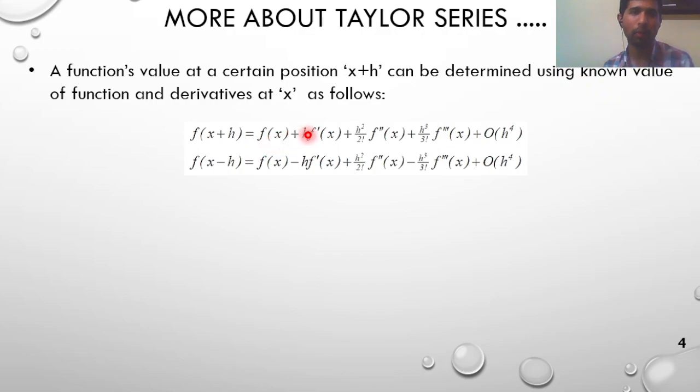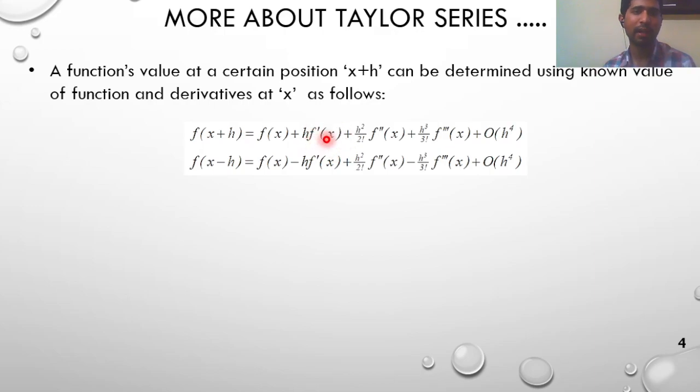plus these terms. This is the Taylor series expansion. Now f dash is the first differential, that is dou f by dou x, and f double dash is dou square f by dou x square. That is the basic meaning. That is how you will get f of x plus h. Similarly we will get f of x minus h. Now what we actually want is f dash of x and f double dash of x.